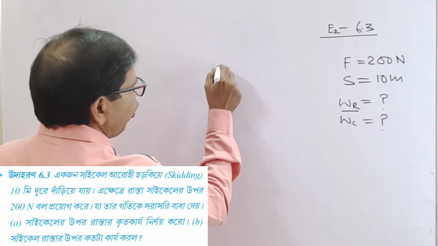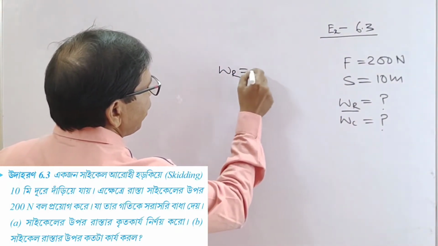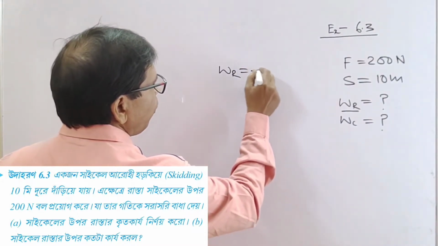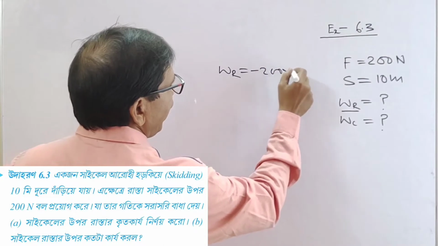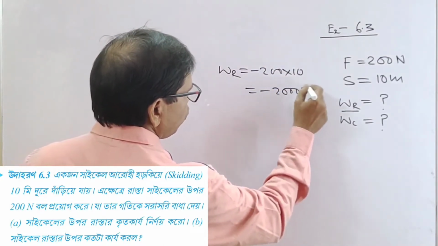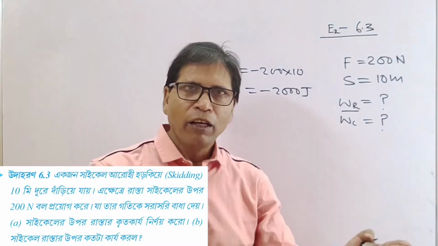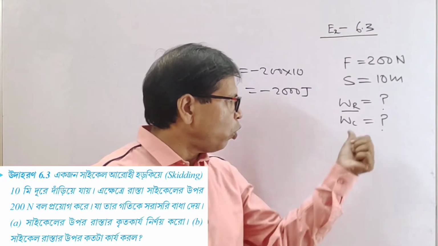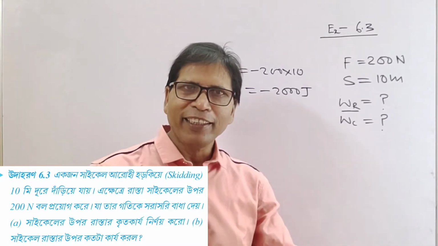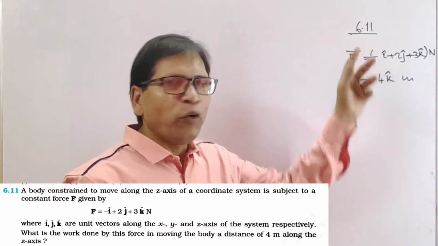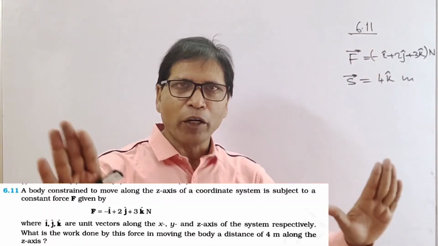Now look at this, here work done by the road on the cyclist. Here opposing force is 200 Newton and displacement 10 meter. So this is 2000 joule of work done. Now as no displacement occurs on the road, work done by the cyclist is equal to 0. Okay, understood?